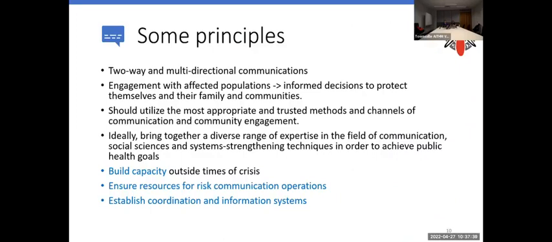So some principles of risk communication are here on this slide. It's particularly important to engage the affected populations themselves and to understand who they trust and where they like to get their information from. You need to build capacity for risk communication outside the times of crisis. So this should be something you have as preparation for an outbreak, but not wait till the crisis comes. And you'll need to make sure that you've got systems set up to run the risk communication operations when you need to.